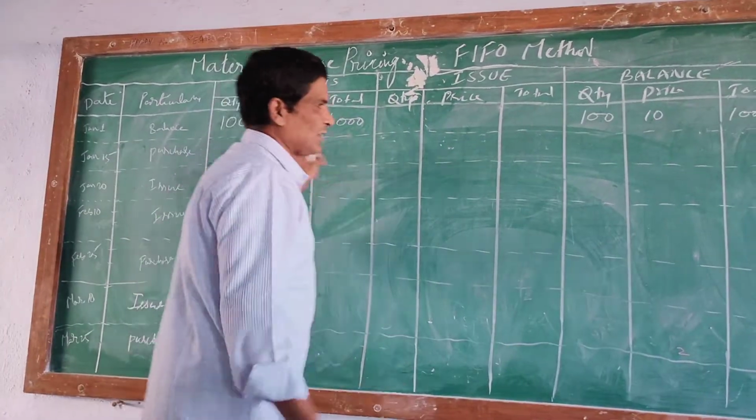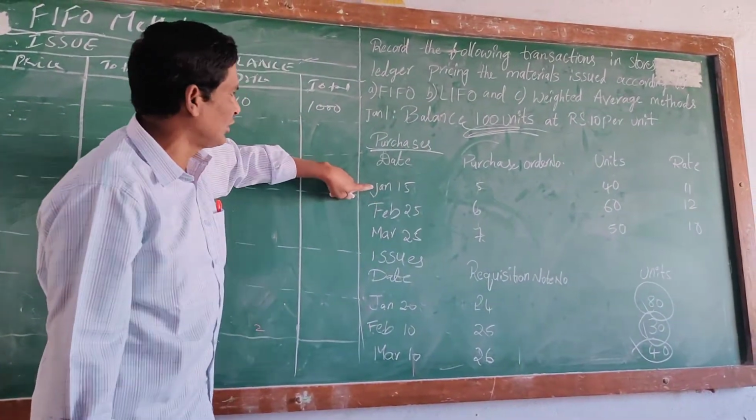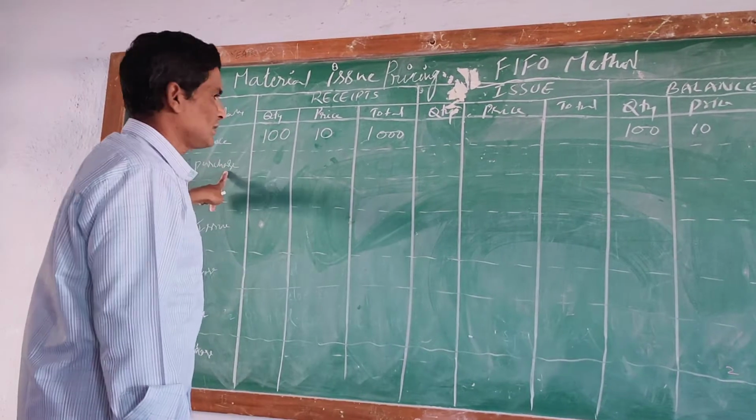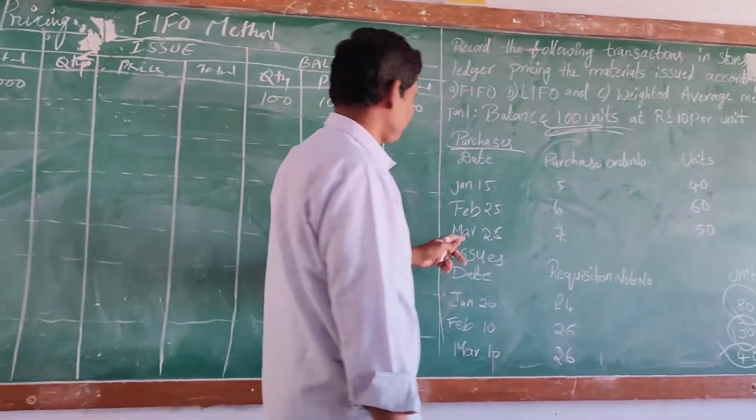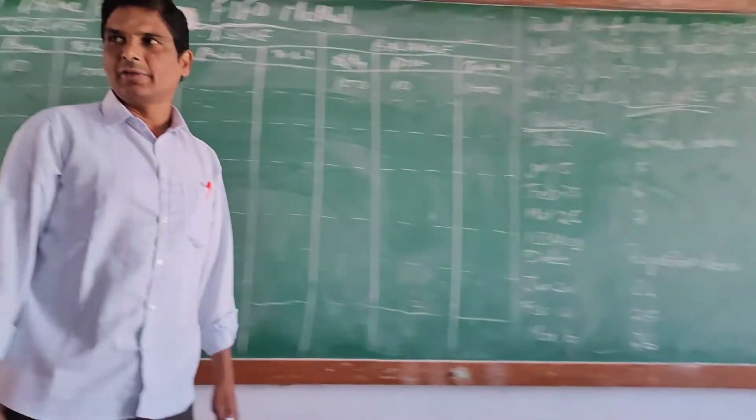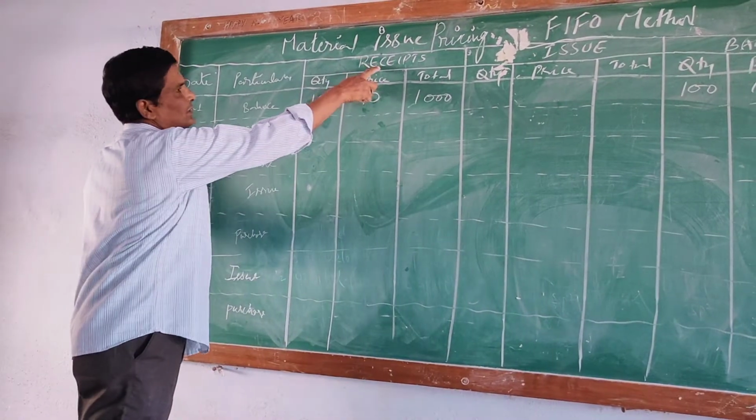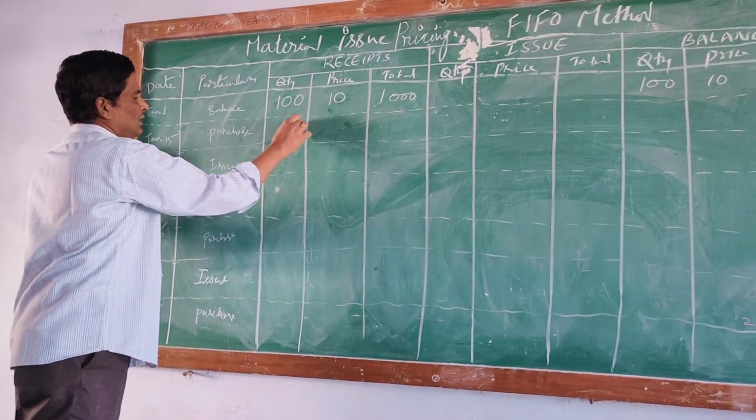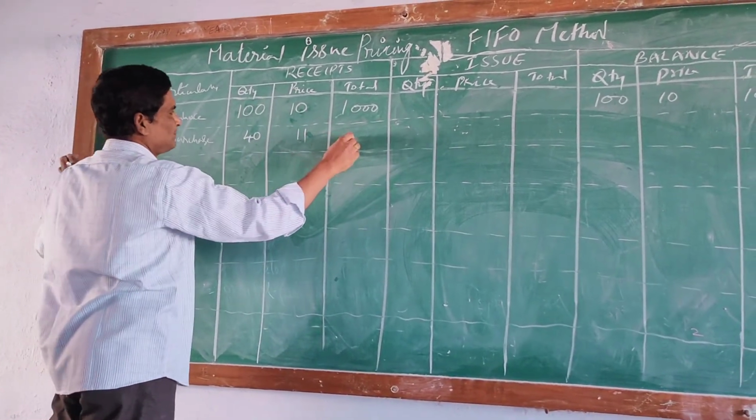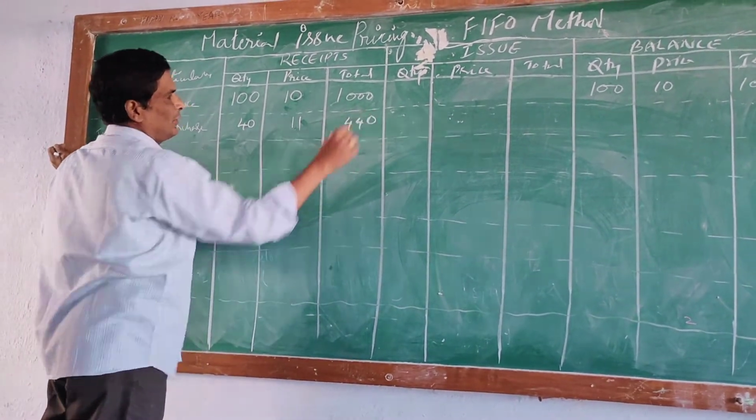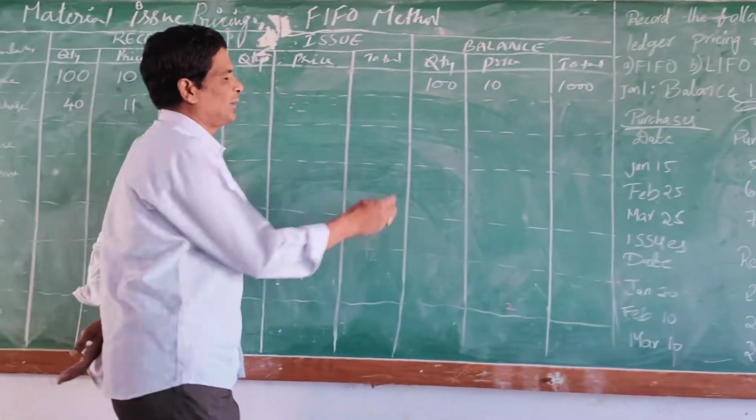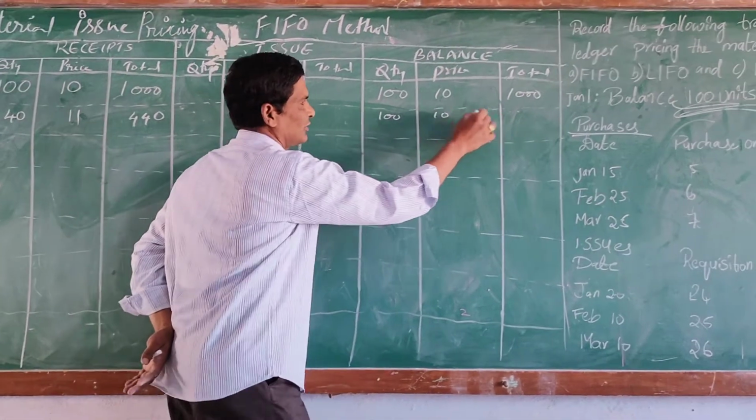Next, what is the next date after January 1st? Obviously that is January 15th. January 15th purchase. How many units are purchased on January 15th? 40 units at 11 rupees. Received purchase, 40 units at the price of 11 rupees. 40 into 11 is 440. So now on January 15th the balance will become, one balance is 100 into 10, 1000.